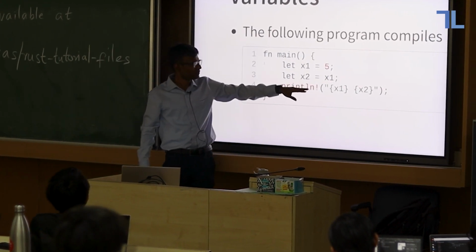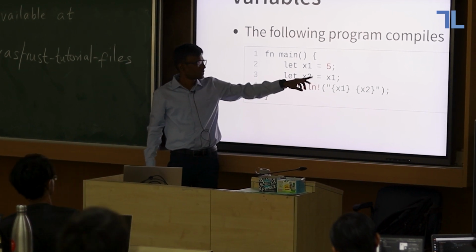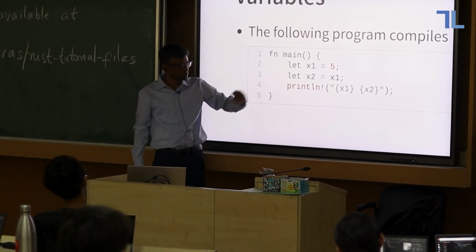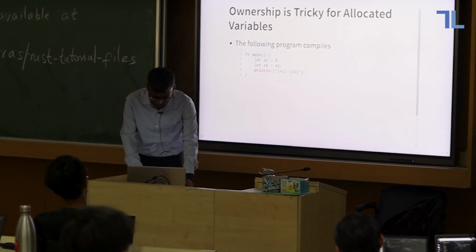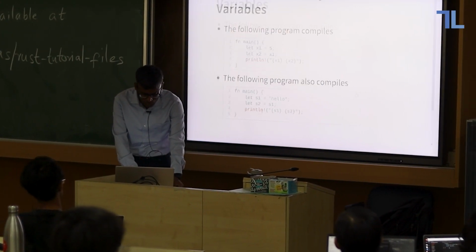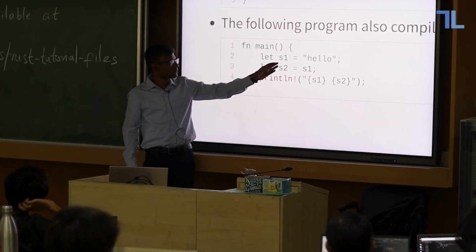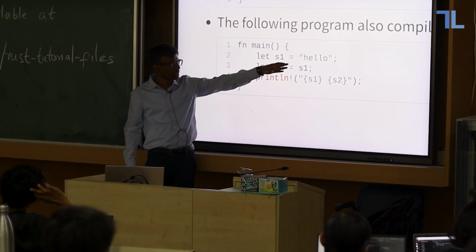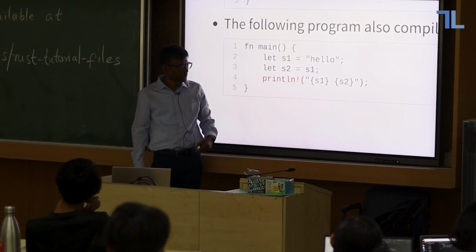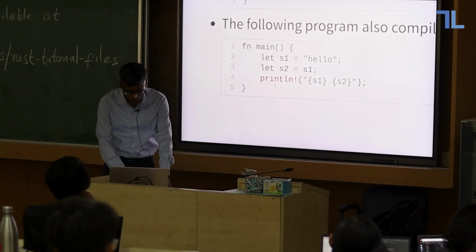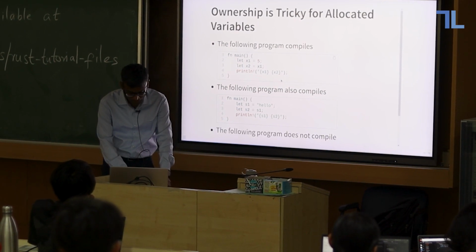It's a simple program. So x equals 5, it's an integer. Then x1 is equal to 5, x2 is equal to x1, and then you print both of them. Then this program also compiles. S1 is what is called a string literal. Then S2 is the same string literal, and you're printing hello hello. But the following program will not compile.